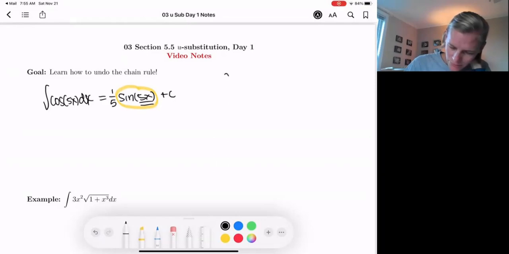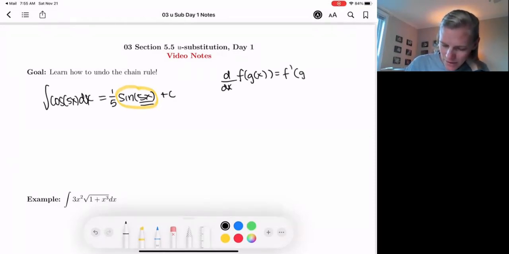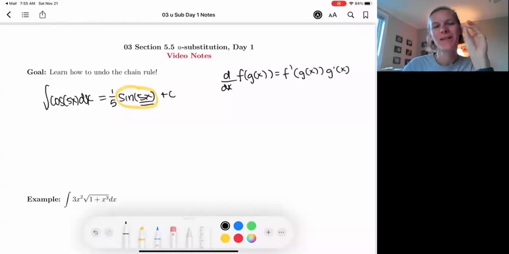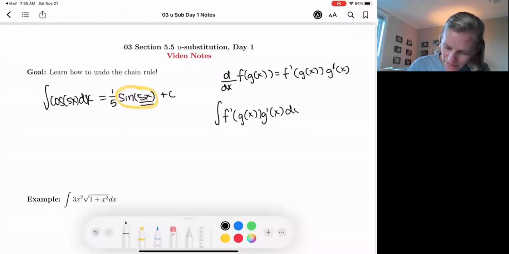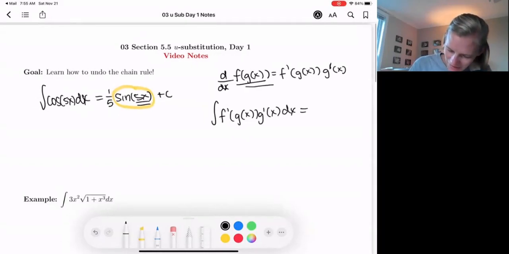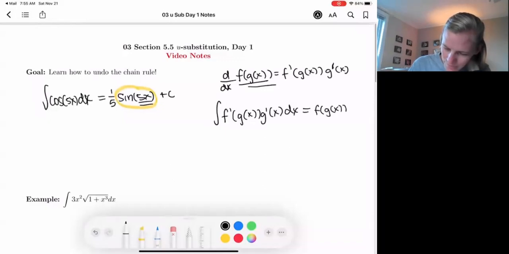So let's just write down the chain rule. You might have different ways of writing it, but the way that I wrote the chain rule is the derivative of f of g of x is f prime of g of x times g prime of x, remembering the chain rule works with composition of functions. So if I'm anti-differentiating, if I integrate f prime of g of x times g prime of x dx, then the function whose derivative is this is f of g of x. So this is what I would get. So there we go, we've undone the chain rule, but that's not very helpful.